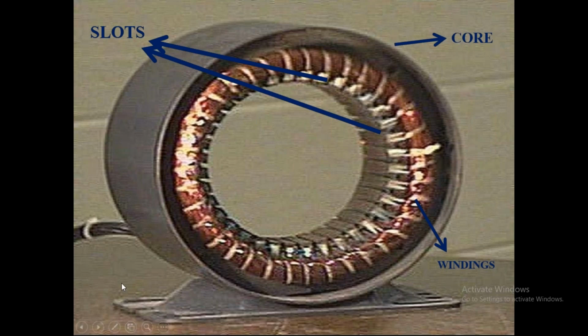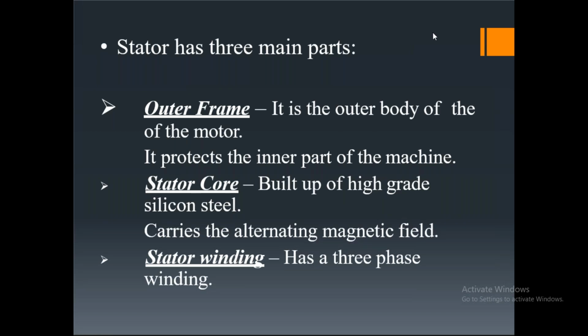Right. So these are the three parts we can see in the stator: 1, 2, and 3. The first one is the outer frame. It is the outer body of the motor, and it protects the inner part of the machine. And the stator core is built up of high grade silicon steel.